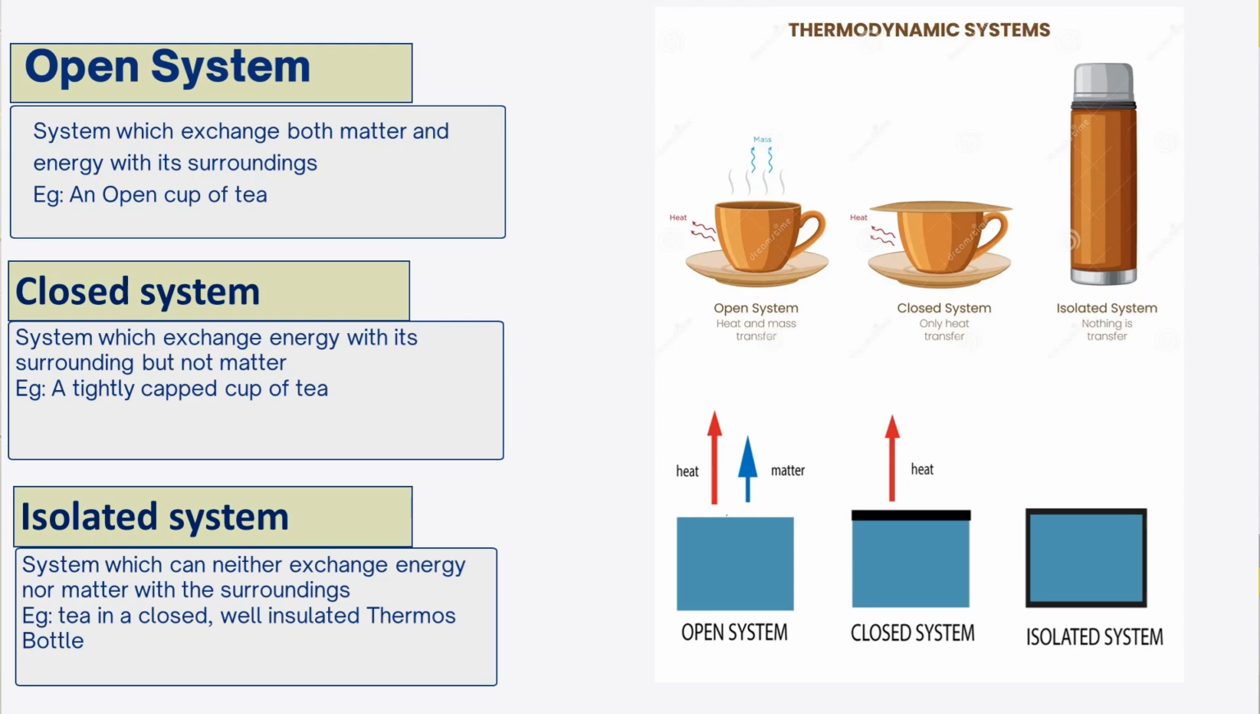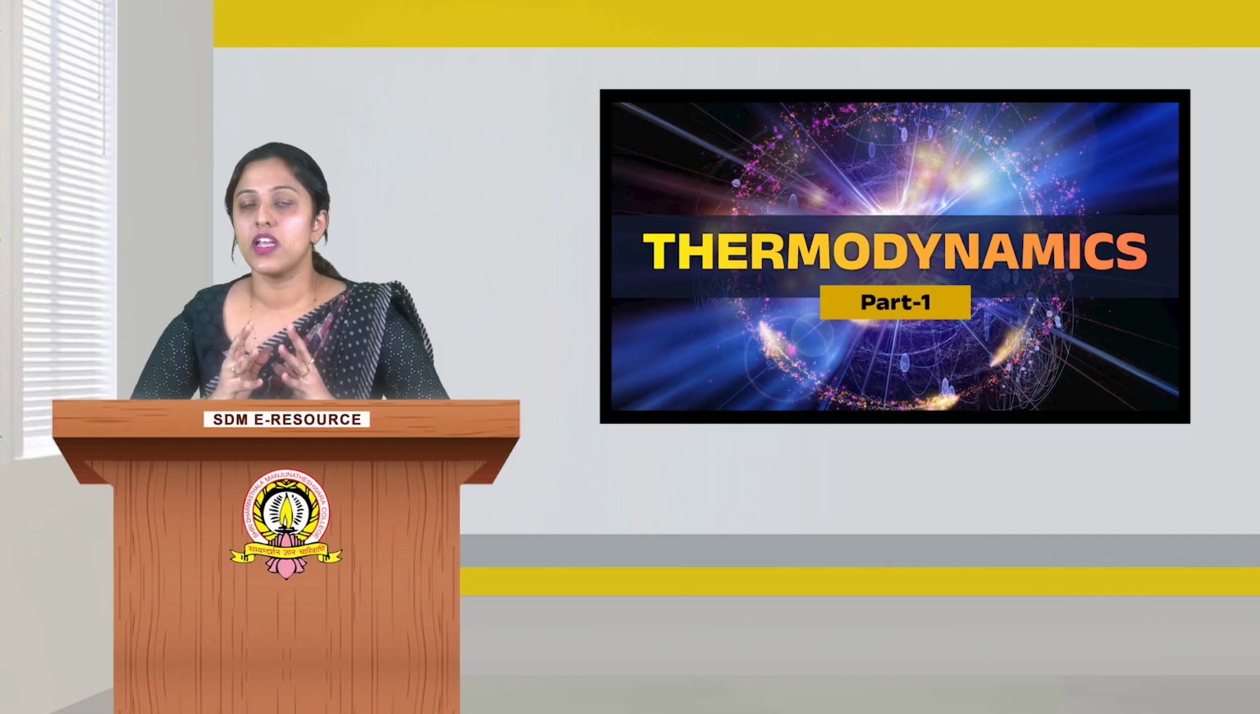The third one is the isolated system, a system which can neither exchange energy nor matter with the surrounding. We can consider the example of tea in a closed, well-insulated thermos bottle. So these are the three systems that come under the thermodynamic system.